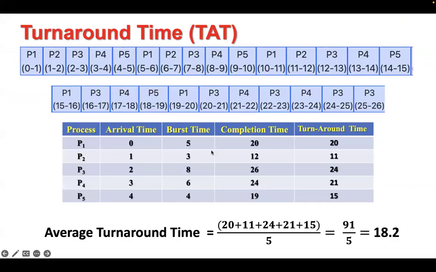Now, first of all, let us find out what is the completion time for each process. So if we see the same Gantt chart that we have drawn, because we'll require completion time to compute turnaround time. So P1, P2, P3, P4, P5. If you see the Gantt chart, at 20, P1 finished. So that's why completion time is 20.